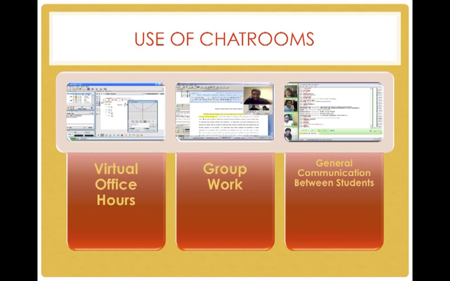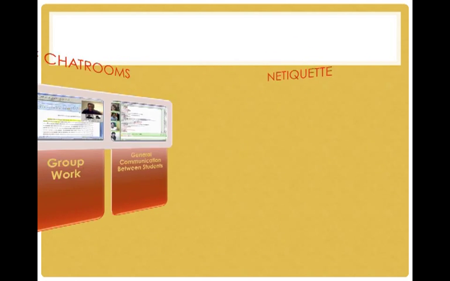Here are several possible ways an instructor can utilize a chat room. First, virtual office hours. That's right, many online instructors hold virtual office hours to answer questions in real time. Second is group work. This is possible but not likely. It's not always easy to get students online at the same time to chat because of their diverse schedules. Thirdly, general communication between students.